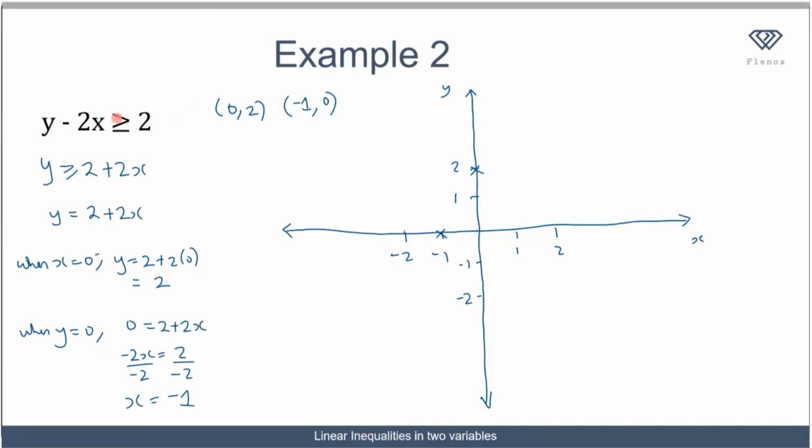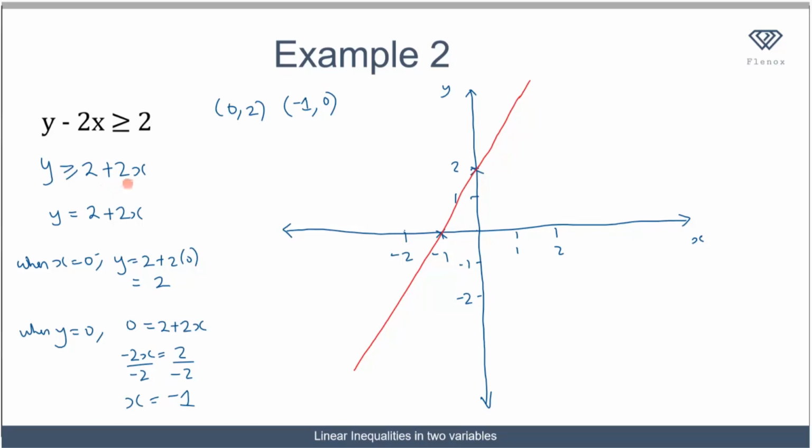I need to join these 2 points. And now that I have a weak inequality of greater than or equal to, I make use of bold lines. So I just make use of bold lines to join these 2 points together. Now the question tells me that y minus 2x is greater than or equal to 2.